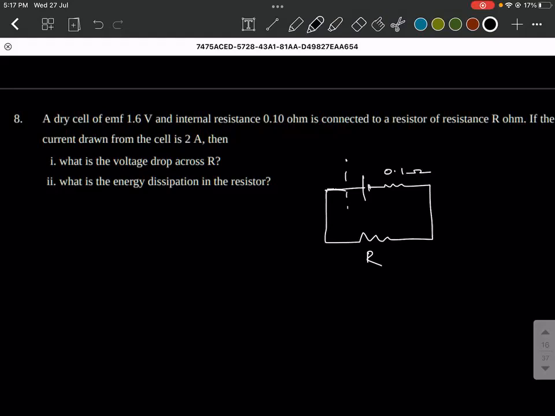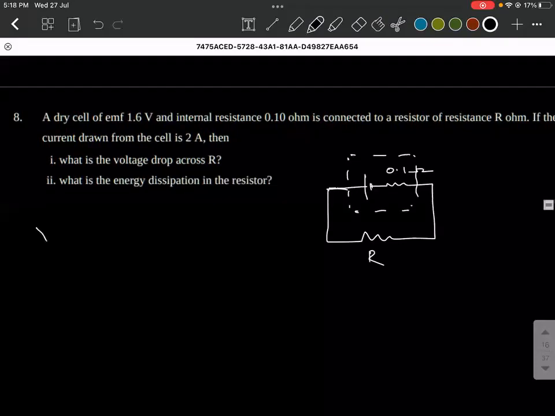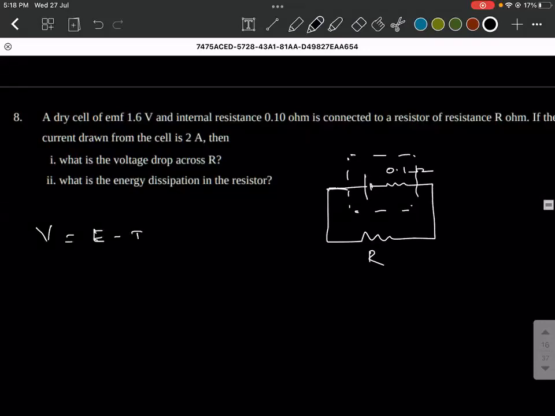So the cell is there, no? This cell, is it getting discharged or charged? Discharge means what is the potential drop across it? What is the potential drop across the cell when it is getting discharged? In terms of EMF and internal resistance. V is equal to E minus, you remember this?